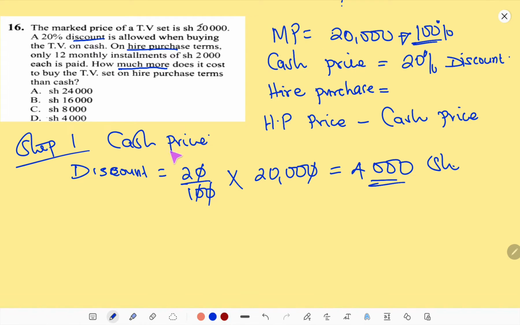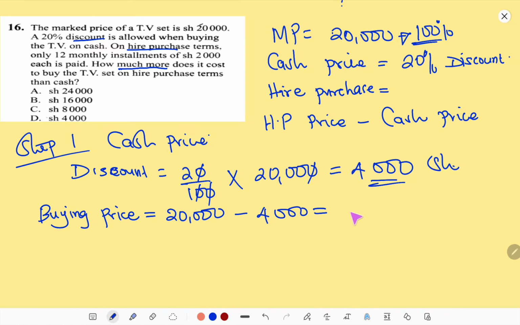Therefore, if discount is a price reduction, the final buying price after the discount will be the marked price, which is 20,000. Okay, you subtract the discount, which is 4,000. This gives us 16,000. Okay, so this is the actual buying price after the discount.